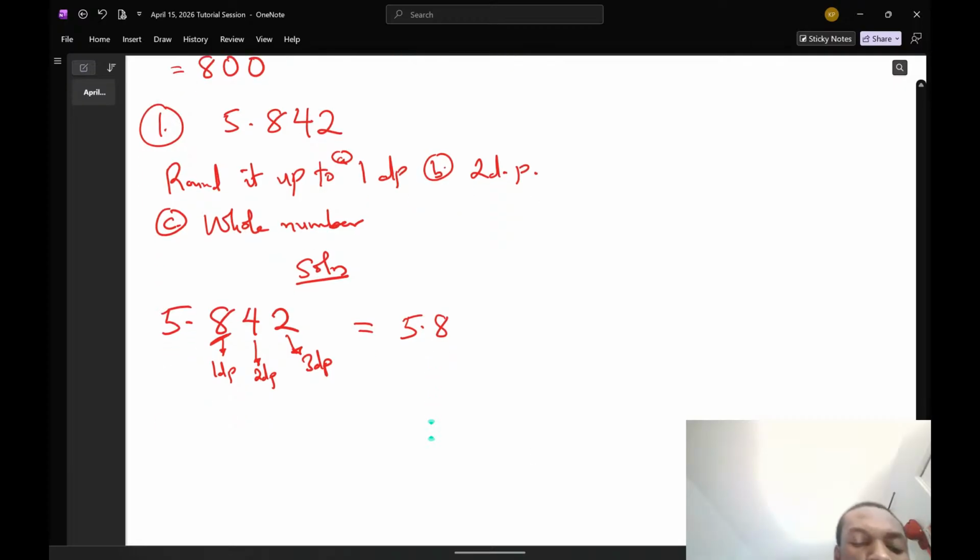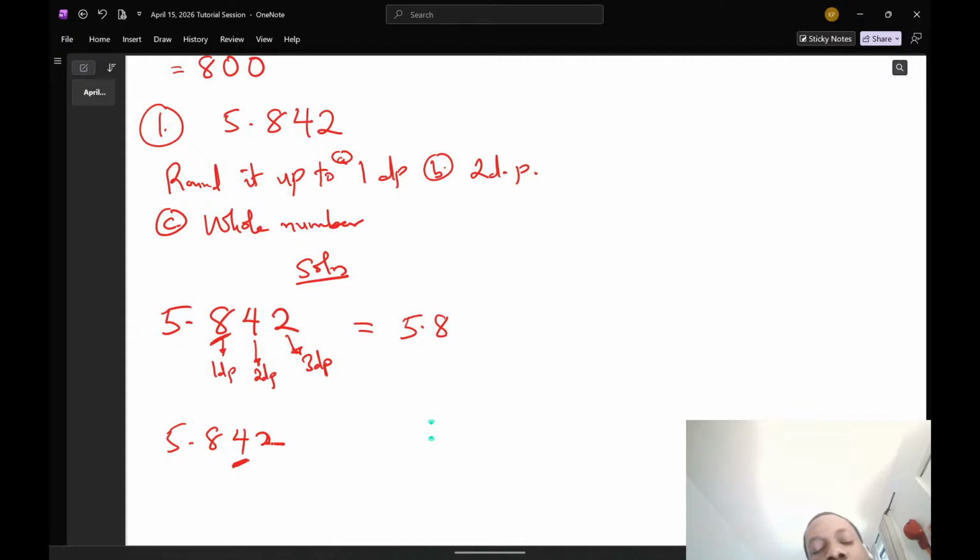Now to two decimal places. We have 5.842. This is the center of focus, and we have 2. 2 falls in the range of 0 to 4, so we're not going to add anything to it. So it will be 5.84. We don't add the 2 to it. The 2 becomes negligible.